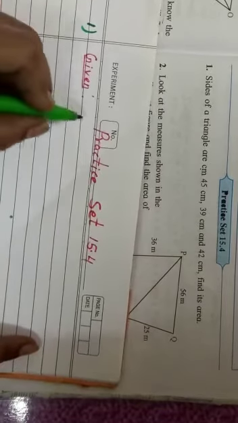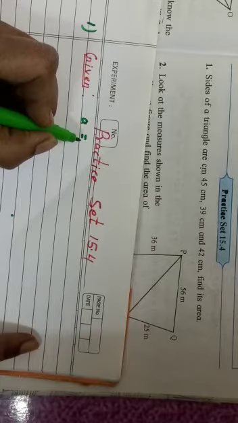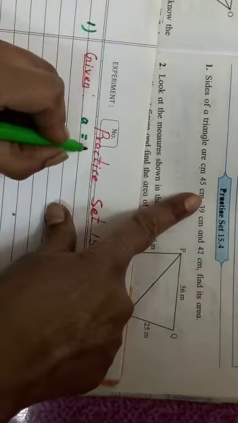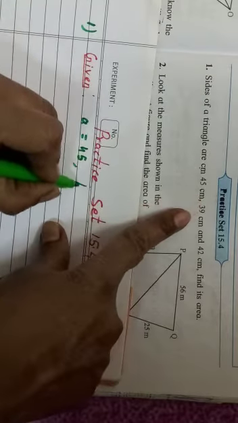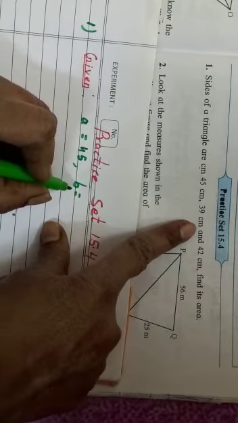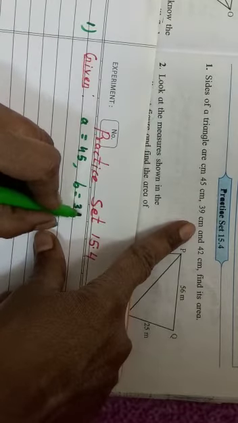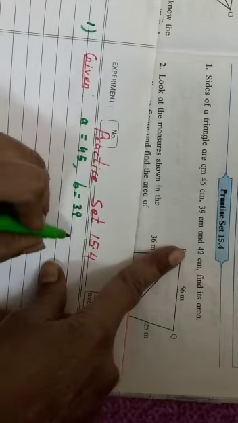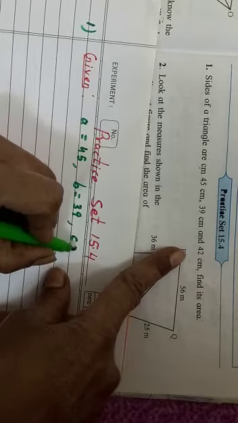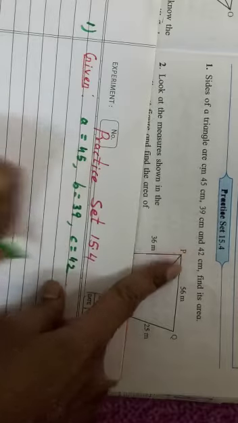So what we can do, we can take this as A, this as B and this as C, the lengths of the three sides, and we can apply the formula and solve. Given practice 15.4, first question, A is equal to 45. B is equal to... what are A, B, C? They are the lengths of the sides of the triangle. We are going to apply the formula. So like this we can write: B is 39 and C is 42.